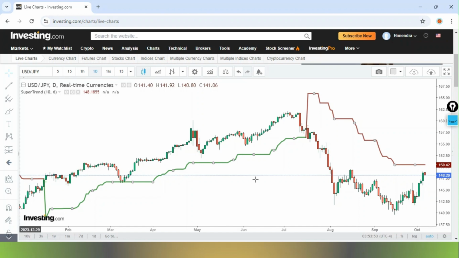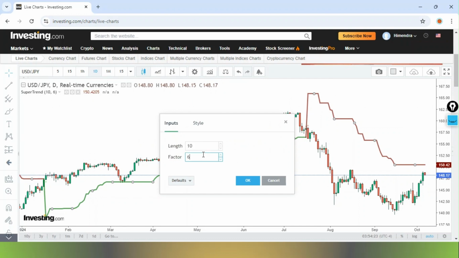Now if I change the multiplier from 3 to 6, it removes all the noise. So if I have to enter into a bigger trend, that will start from 150.42. Currently this price can move up to 150.45, and above 150.45 the target could be 161.52. So that is the role of multiplier in Supertrend.